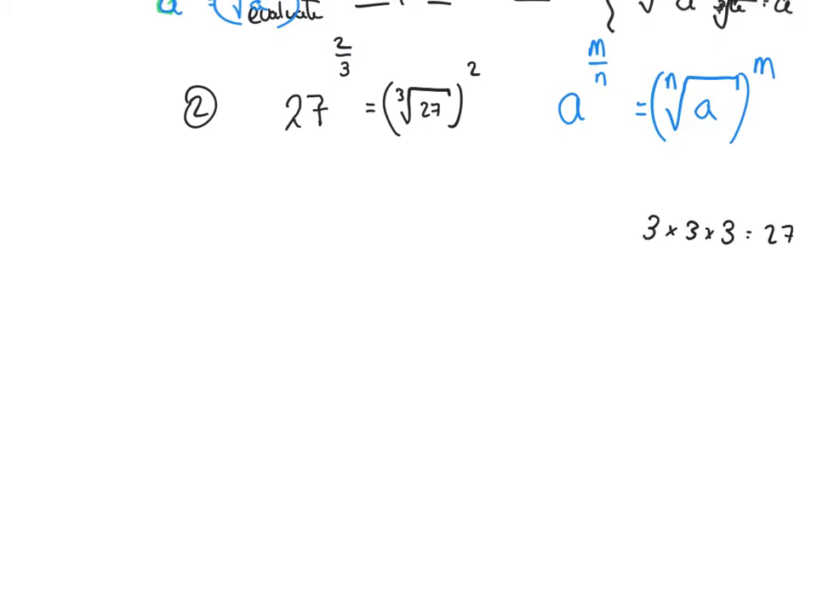3 times 3 is 9, times it by 3, that's 27. So it's 3, and then I need to do 3 squared, and 3 squared is 3 times 3, that's 9. Now let's say you weren't sure that the cube root was 27, what would you do?